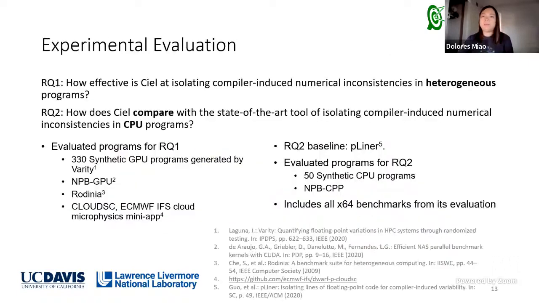Next we'll talk about how SEAL evaluates against the state of the art and also on heterogeneous programs itself. To evaluate this, we use CPU and GPU benchmark programs. We have synthetic programs generated by Varity, and also real-world applications. Apart from that, we also evaluate our tool against the previous state of the art, which is PLiner, as listed here, in all x64 benchmarks from its own evaluation.